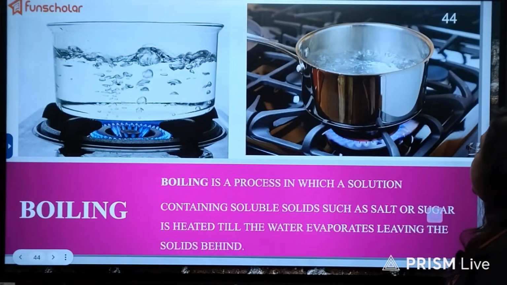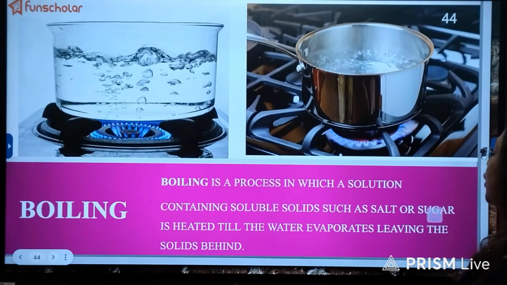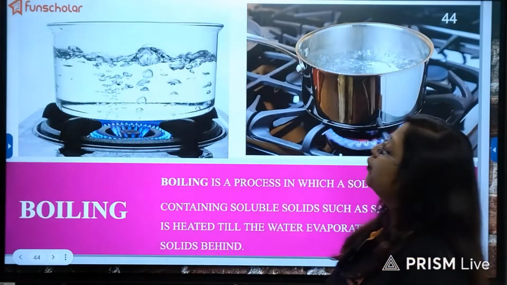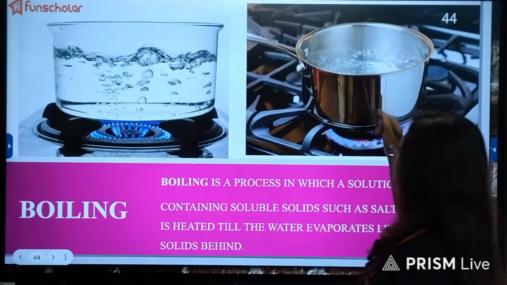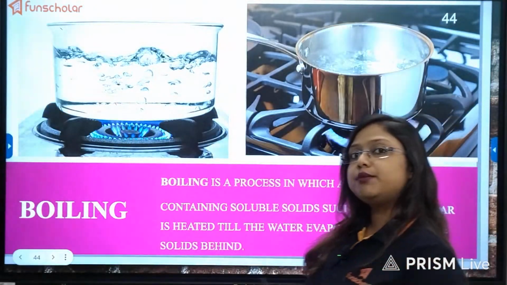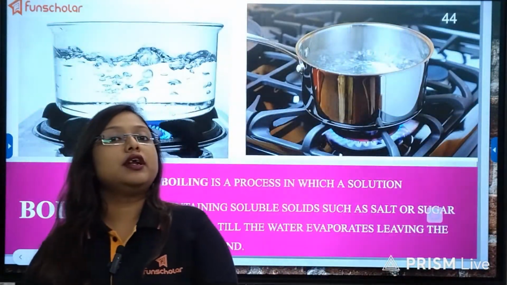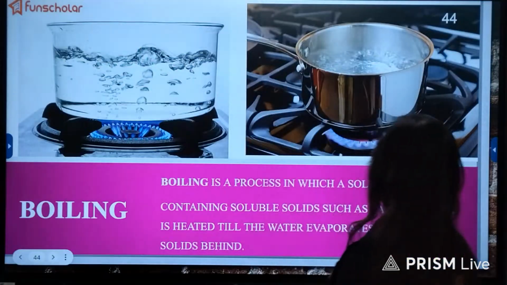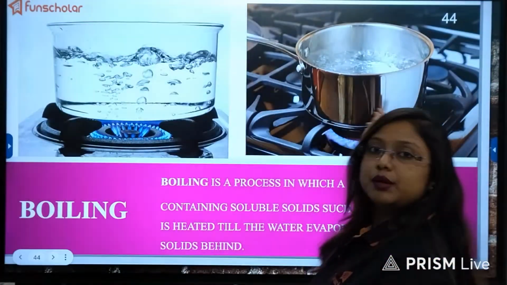Boiling is a process in which the solution containing soluble solid such as salt or sugar is heated till the water evaporates, leaving the solid behind. Like we are boiling this, and then the salt or sugar solution is heated till the water evaporates, like the whole water is evaporating and the solid substance is left out in that particular pan. Okay.